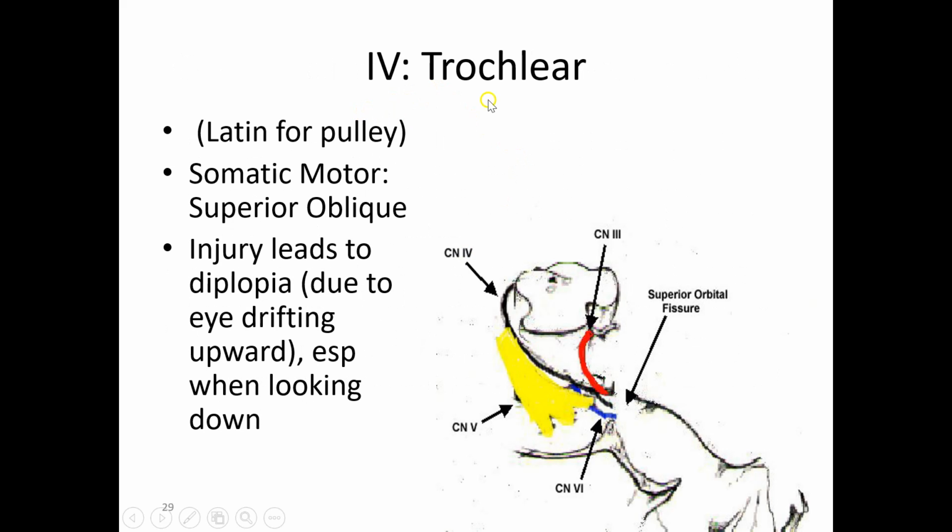Then the trochlear nerve. Trochlear is basically a Latin word for pulley. As you can see, this arises posteriorly from the brain, from the midbrain, and comes around in the form of a pulley anteriorly to supply the extraocular muscle superior oblique in the orbital structures. This is how it enters from the superior orbital fissure. So it supplies the superior oblique muscle. Again, its injury can lead to diplopia due to the eye drifting upward, especially when looking down.